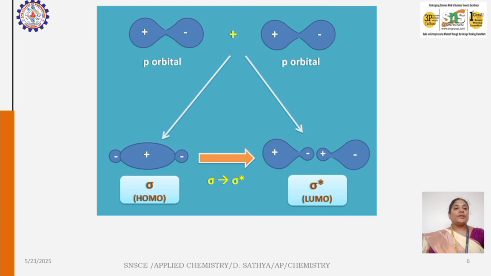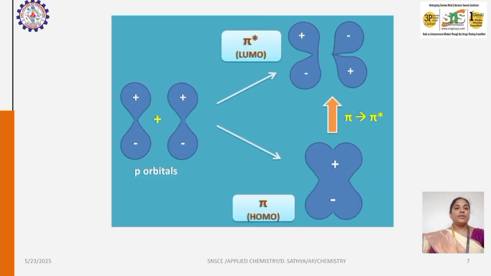The two p orbitals combine head-to-head to form a sigma bond. That means a single bond. That electron will be excited into the LUMO, the lowest unoccupied molecular orbital, sigma star. In the same way, two p orbitals overlap sidewise to form pi orbitals. That means double bonded compounds, and the electrons are also excited into the pi star level.